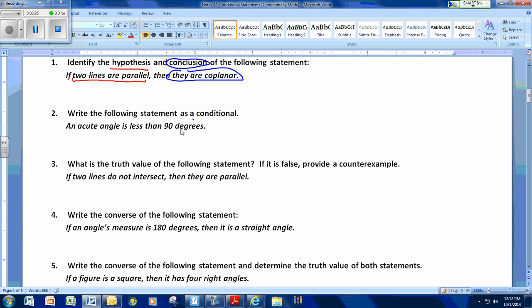Next, we're going to write the following statement as a conditional. Now, there's two main ideas to this sentence. It says an acute angle is less than 90 degrees. So I have two ideas, acute angle and less than 90 degrees. So the acute angle part is going to be my hypothesis, and less than 90 degrees is going to be my conclusion. So if I write this as an if-then, it's going to be if an angle is acute, then it's less than 90 degrees.